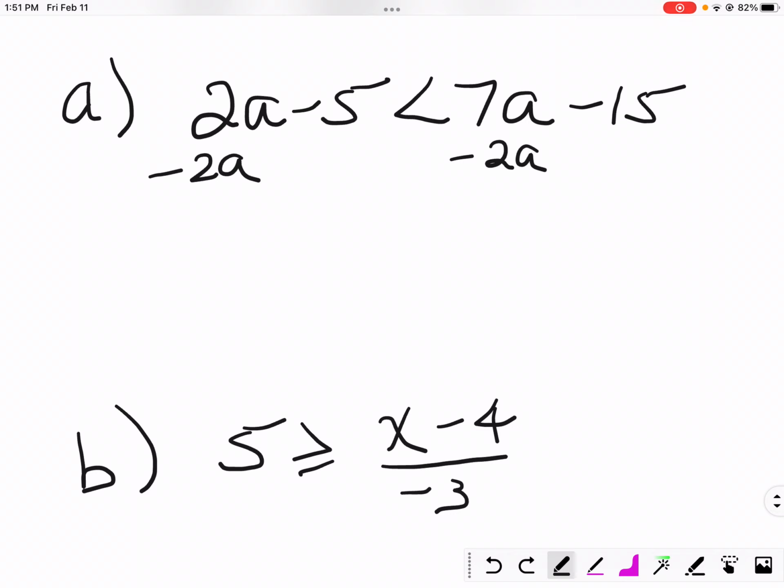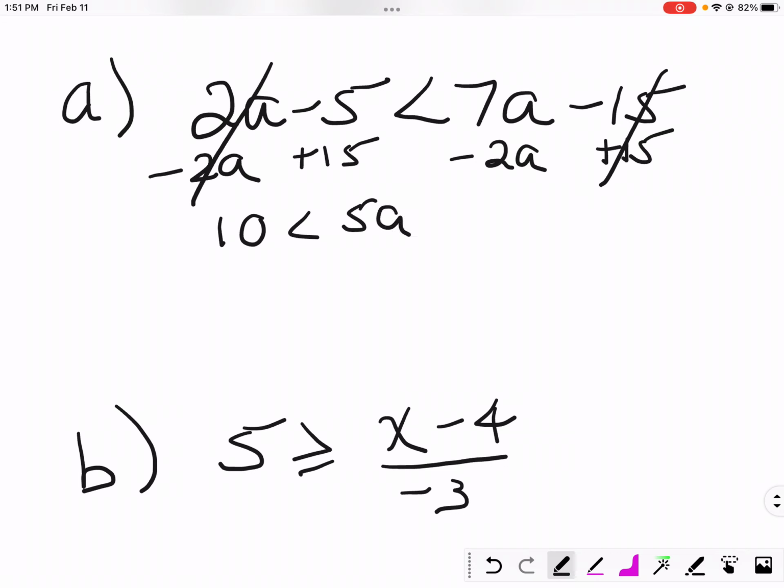If I want the variable on the right, that means I want to get rid of this minus 15 there, which means I'm going to add 15 to both sides. This will cancel off, that's why I did it. I'm going to wind up with 10 is less than 5a. Dividing both sides by 5, 2 is less than a.